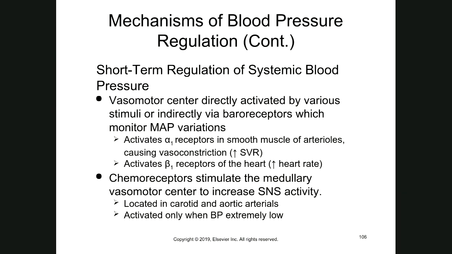Now, in the short term, one of the things that we have is the famous baroreceptors that we mentioned before, which monitor the mean arterial blood pressure. This is what will activate the receptors in the smooth muscle of the arterioles, creating a vasoconstriction that will increase the systemic vascular resistance, and at the same time activate the beta receptors in the heart and increase the heart rate. As you see, this is short term because this happens very quickly.